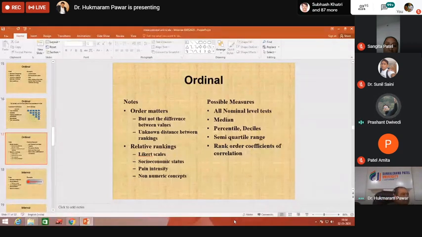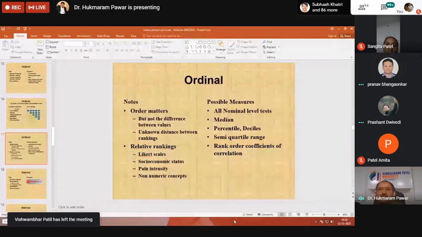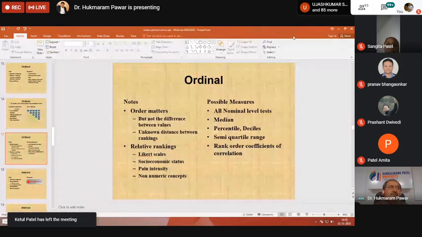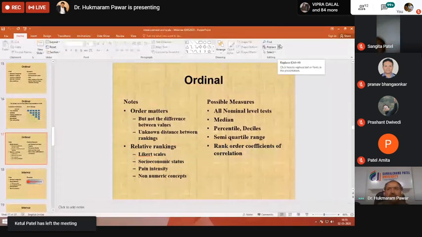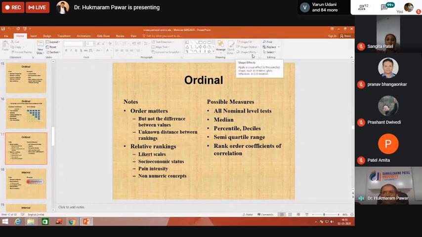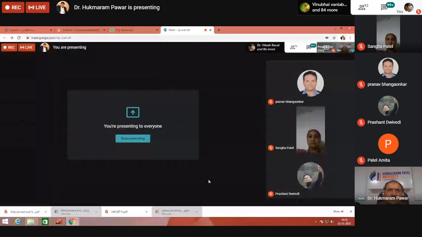Someone is asking, can we convert discrete data to continuous and vice versa? No. Discrete data cannot be converted into continuous. Discrete is a different thing and continuous is a different thing. Discrete data cannot be converted into continuous data. No, not possible.